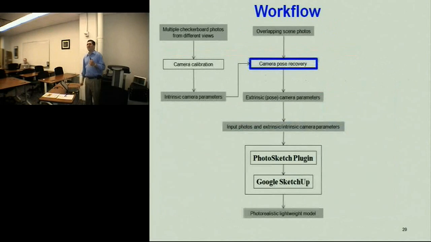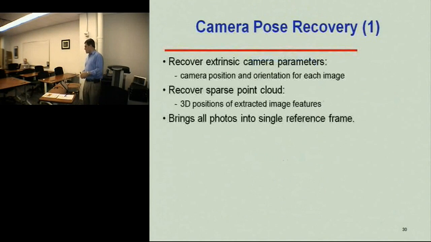Okay, so once we acquire the overlapping photos, we have to go ahead and perform camera pose recovery. In this case, that means that we're recovering the extrinsic camera parameters, which include the camera position and the orientation that's associated with each image. Simultaneously, like the flip side of the same coin, we also recover a sparse point cloud.